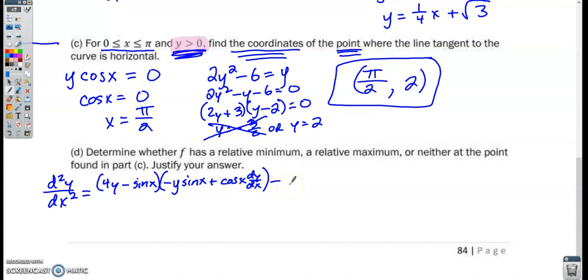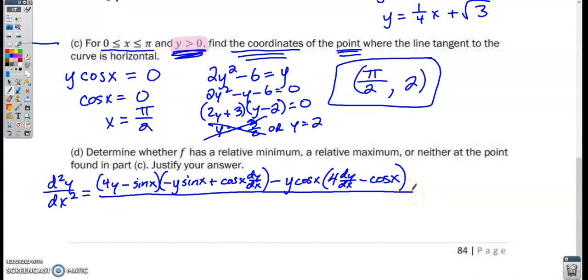So there's low d high minus high d low, which is going to be 4 dy dx minus cosine of x is the derivative of our denominator. Square the bottom, and away we go. 4y minus sine of x, quantity squared.